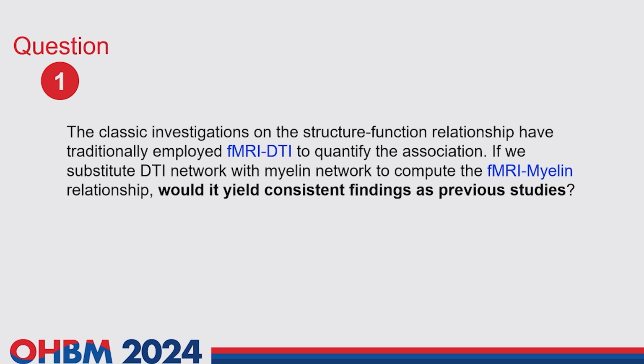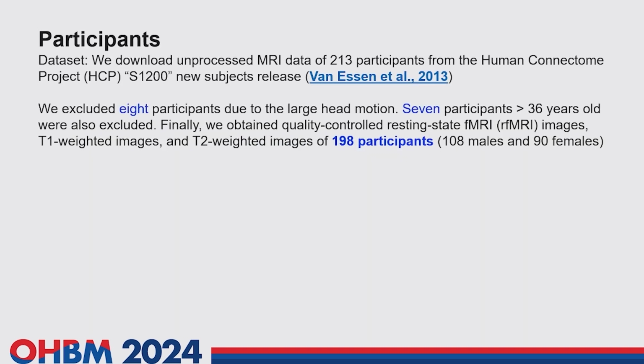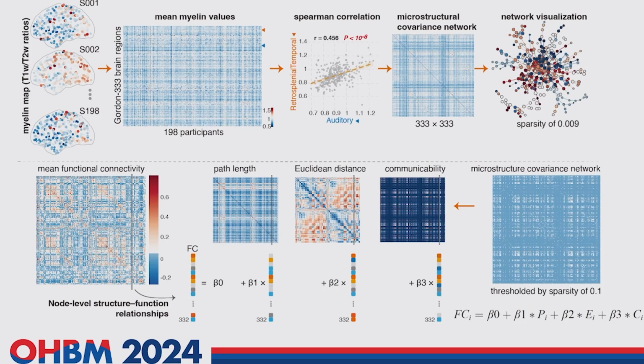Naturally, I came up with a question. If I substitute a DTI network with a myelin network to compute the fMRI-myelin relationship, would it yield findings consistent with prior studies? I just downloaded unprocessed MRI data from HCP, and after data cleaning, we obtained quality-controlled resting-state fMRI, T1-weighted and T2-weighted imaging from about 198 participants. We first construct a microstructure covariance network.